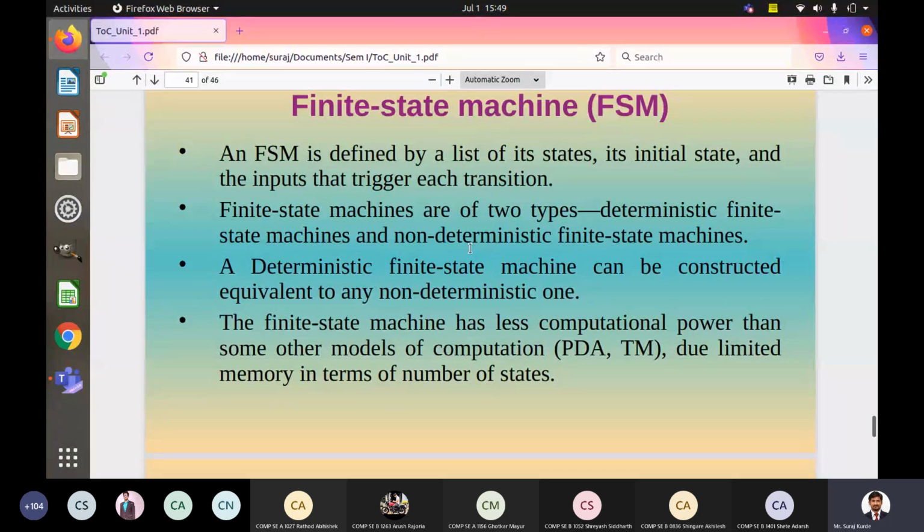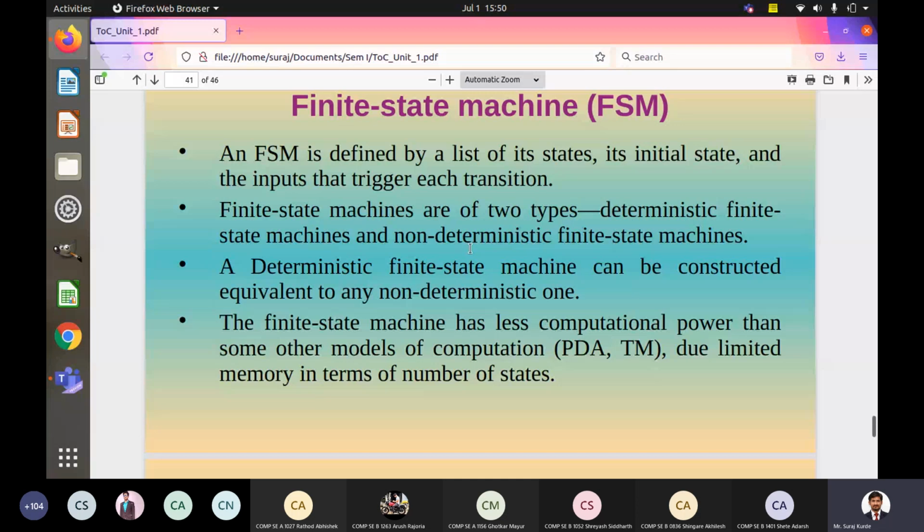It will be defined using 5 tuples. We call them tuples. So 5 different elements are there: states, initial state, final state, inputs, and transition function. It may have a single final state, only one initial state, and a transition function. It represents, for the current input from the current state, where it goes in the machine. So what will be the next state? That is what is represented using the transition function.